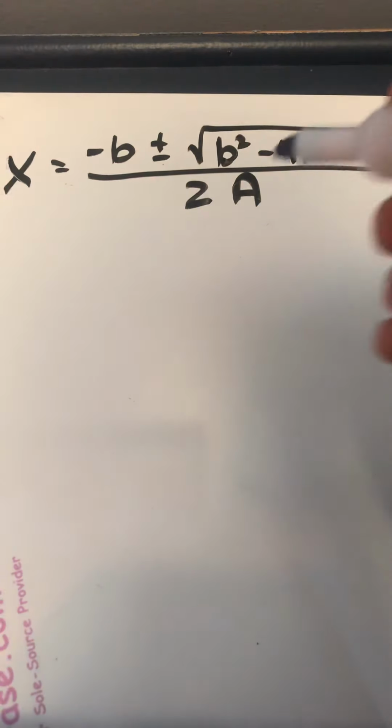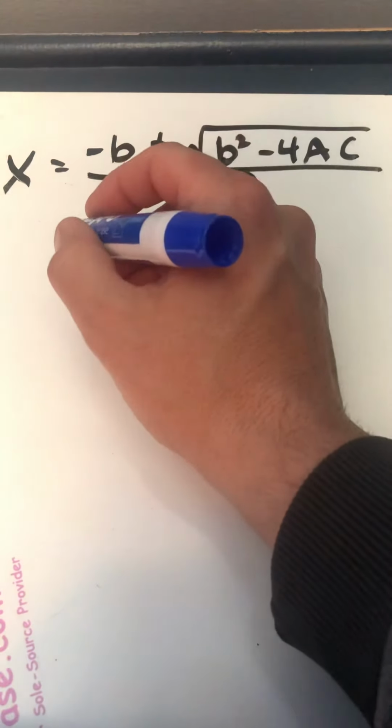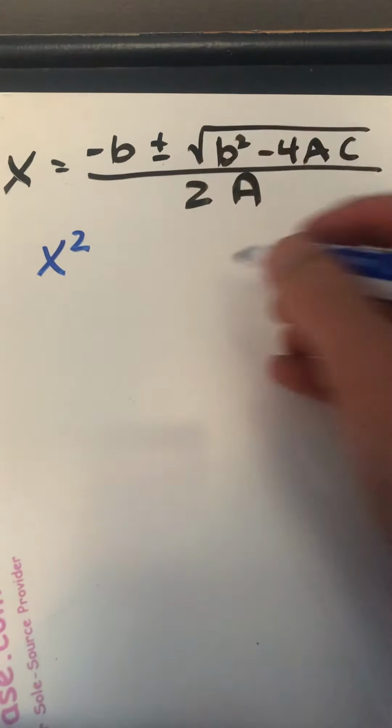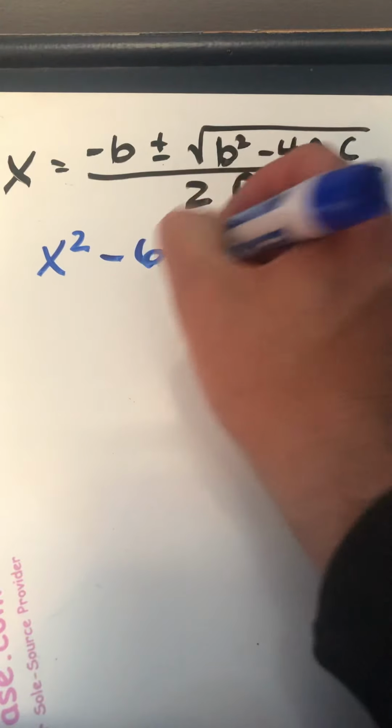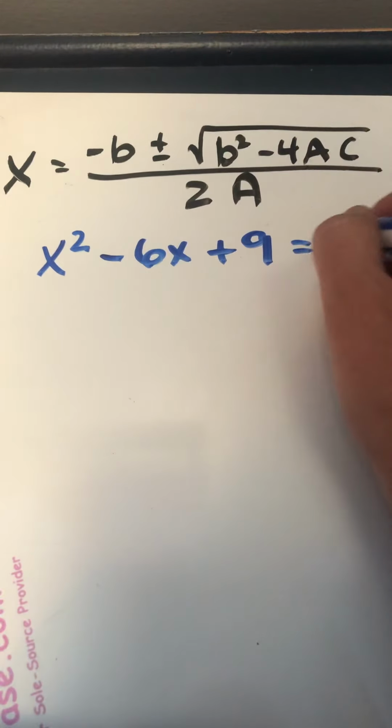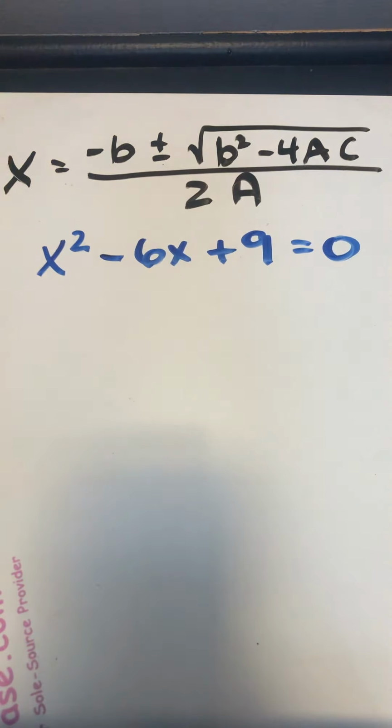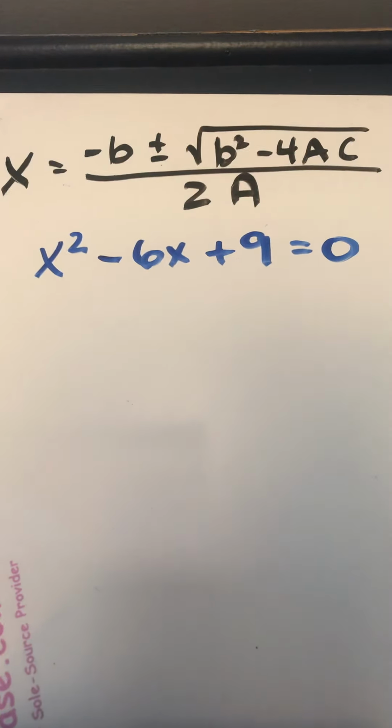An equation that we might look at solving with the quadratic formula would be x squared minus 6x plus 9 equals 0. Now this quadratic equation may have two answers, one answer, or actually potentially no solution. The quadratic formula will yield those answers for us. Let's take a look at the steps.